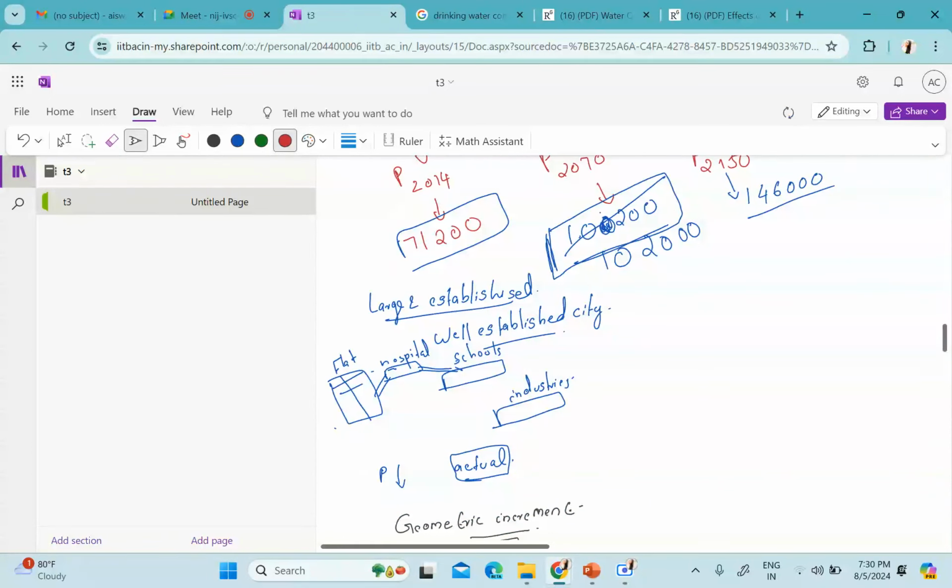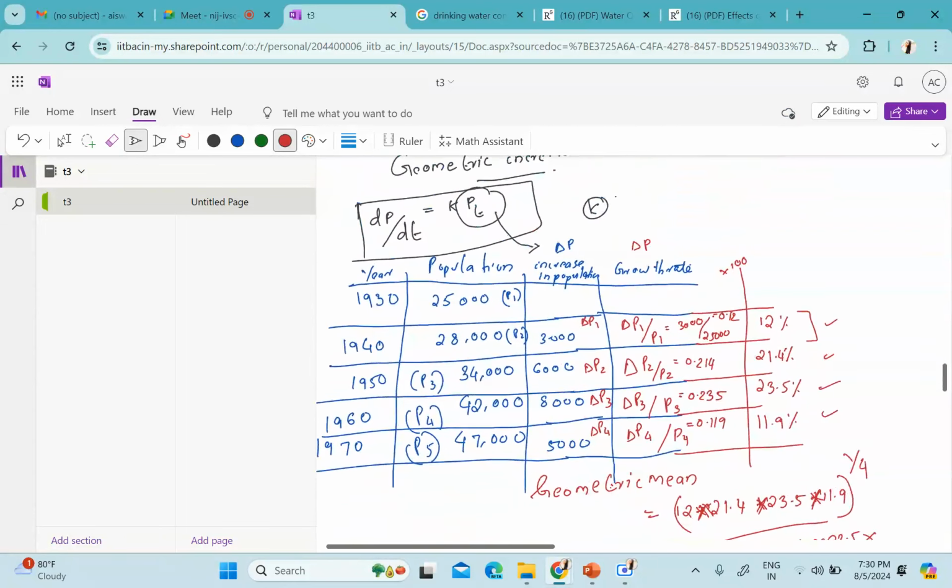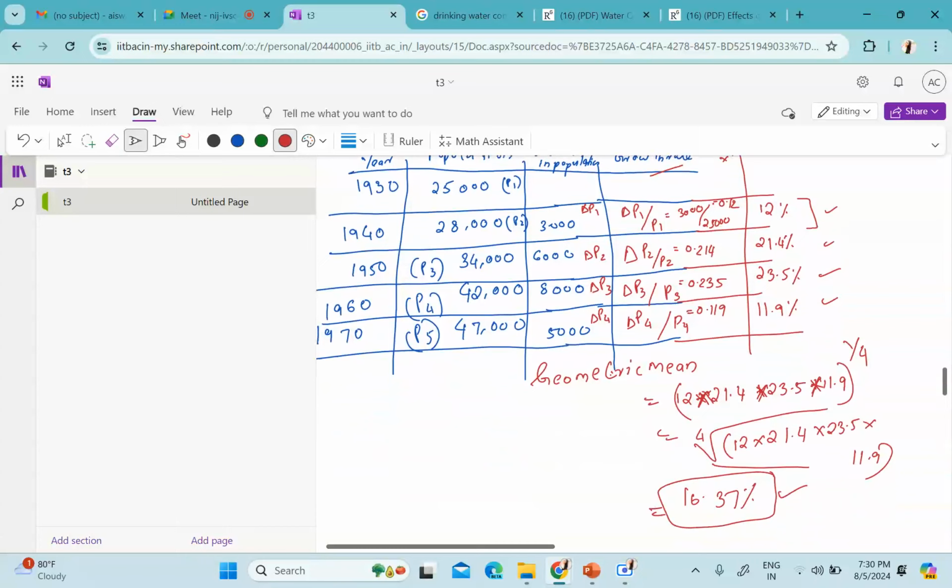Then we go to the geometric mean increment. That means here you know the values of the increment of people over the years. Then you have to calculate the growth rate, that is delta P by P1, the difference in the final and initial people divided by the initial people. Then you get the growth rate, then you convert into percentage, and these percentages we are going to consider for the geometric mean. We multiply each value and take the geometric mean. So if we got 4 values, that's why we have taken 1 by 4.